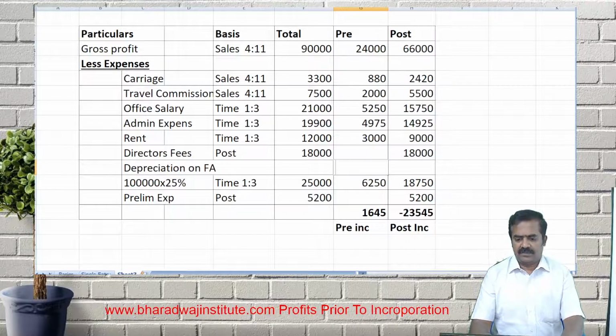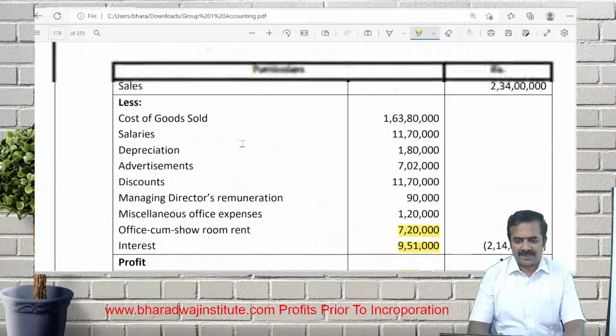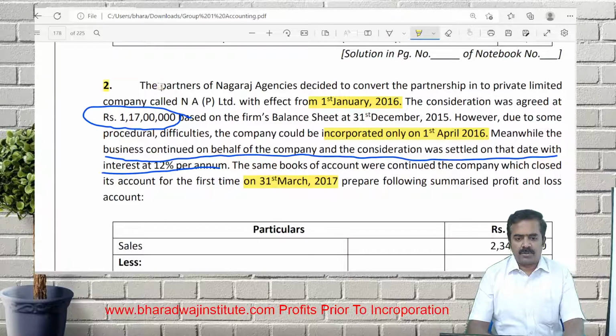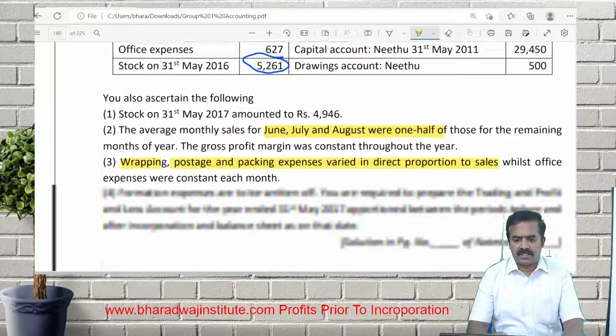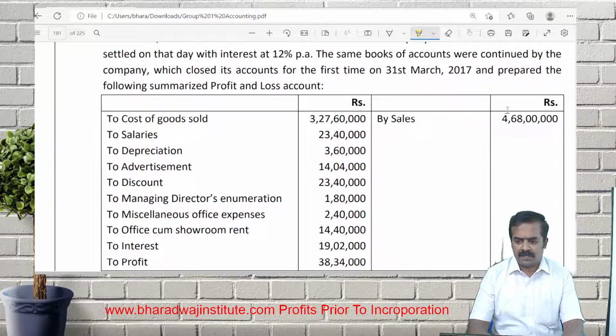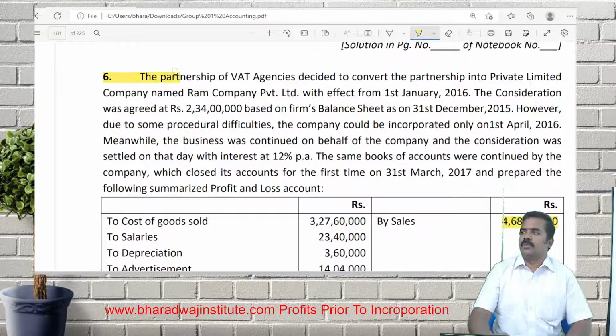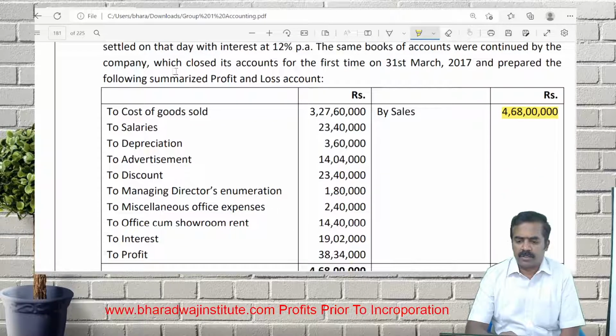No, let us try something else. Many of you try this at home. They have given the same amounts, just double. Wait. Question number 2 is 2 crore 34 lakhs. This question number 6 is 4 crore 68 lakhs. Of course, it is a compilation of past questions. So the amount is double. Write it same as question number 2. Please mention same as question number 2.